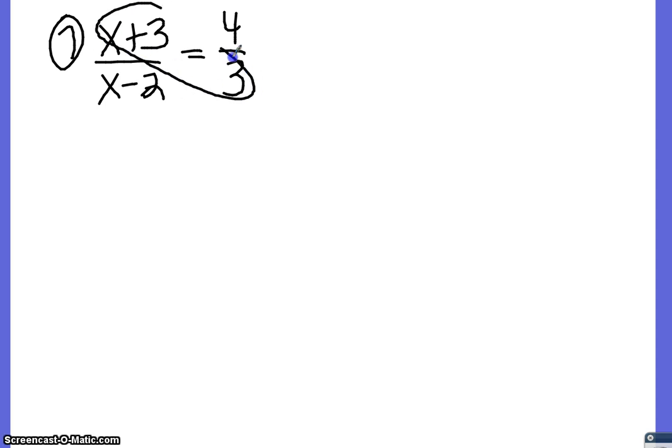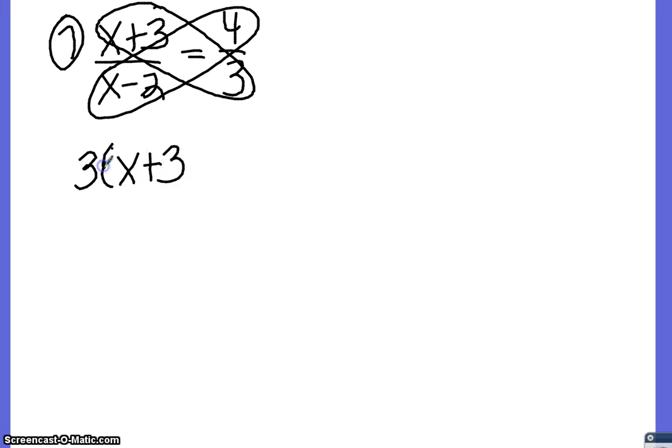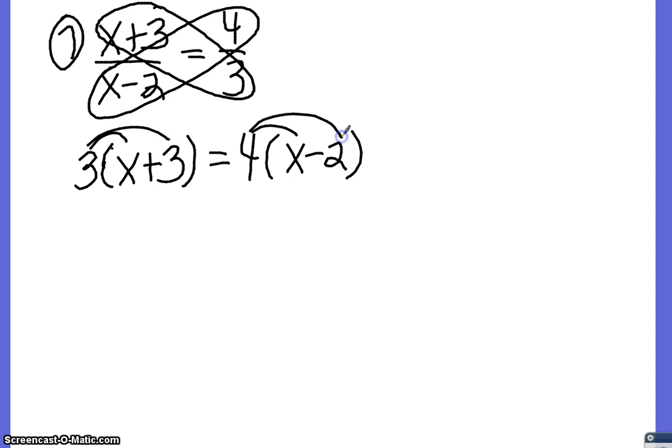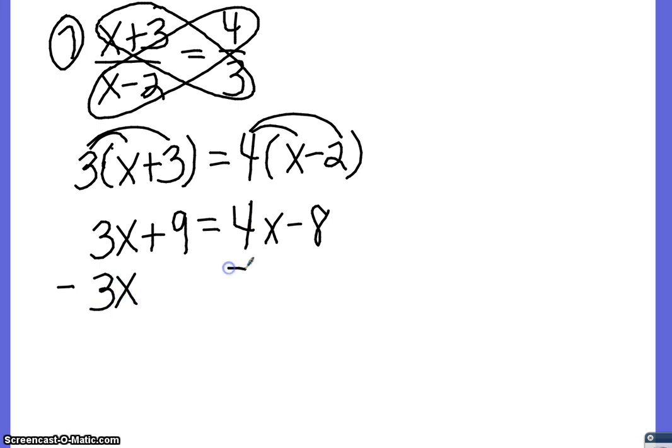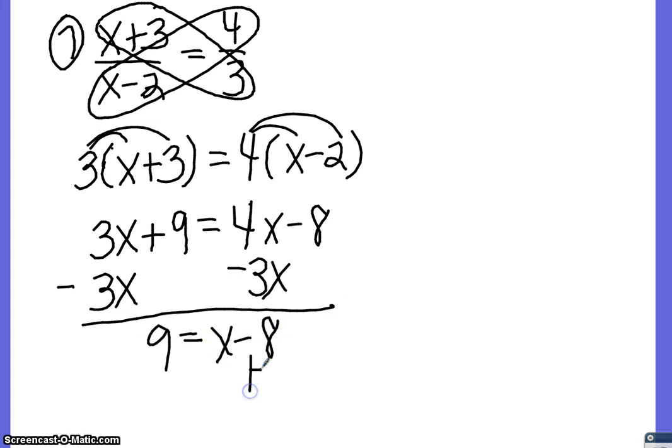So I'm going to multiply these two together, and I'm going to multiply these two together, and then I'm going to solve. So I have 3 parentheses x plus 3 is now going to be equal to 4 parentheses x minus 2. And now we're just going to solve. I've got to distribute the 3 and the 4. So I get 3x plus 9 is equal to 4x minus 8. And let's solve. I'm going to subtract 3x from both sides, and I get 9 equals x minus 8. And then I'm going to add 8 to both sides. So I end up with x equals 17.